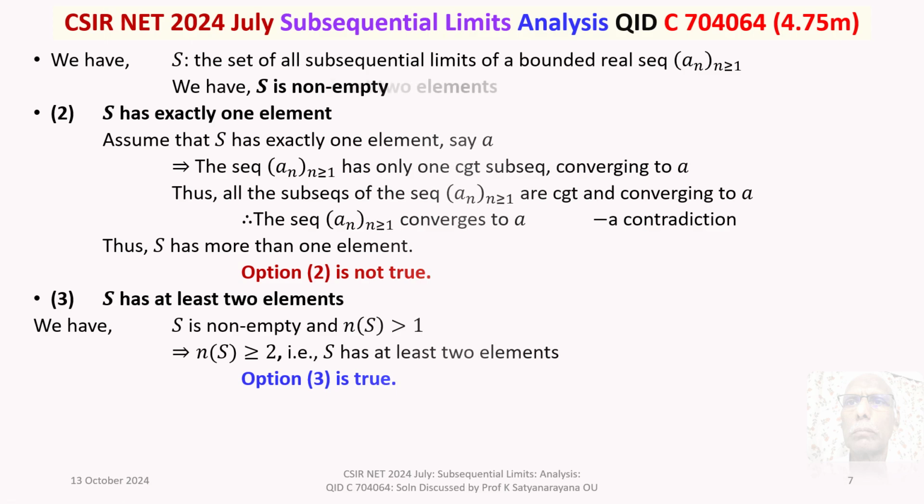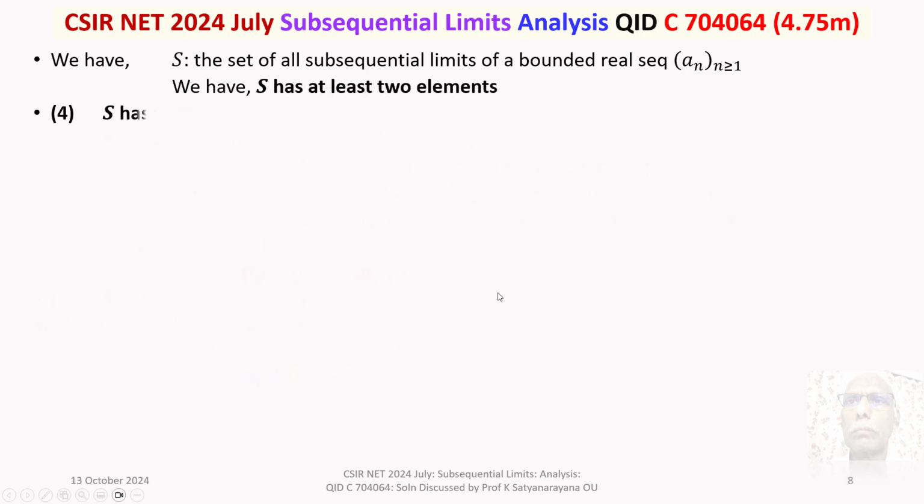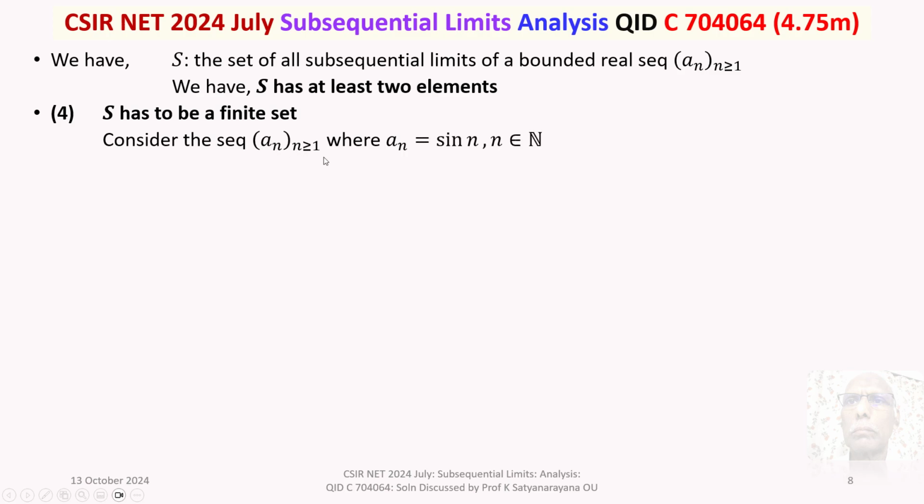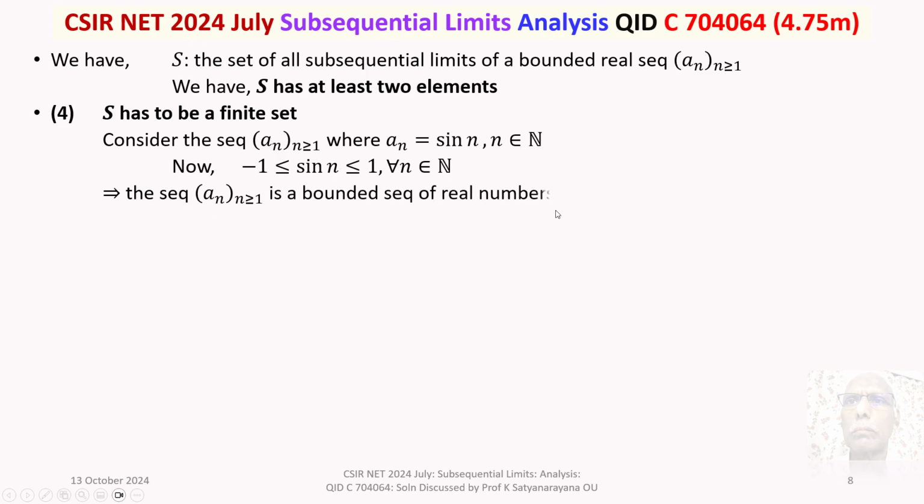Agreed. We move on to the last option, option 4: S has to be a finite set. This is not so. For this, we give a counterexample. Consider the sequence a_n, n greater than or equal to 1, where a_n is sin n, n belongs to N. Observe that minus 1 is less than or equal to sin n, which is less than or equal to 1, for all n belongs to N. This means the sequence a_n is a bounded sequence of real numbers.